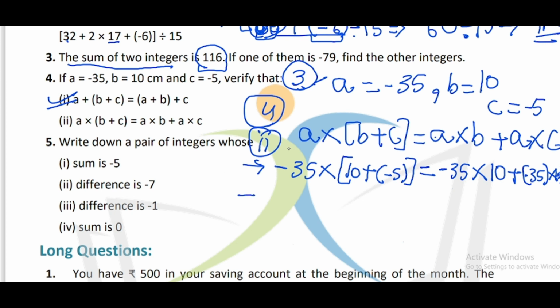Let's see. Minus 35 as it is, we solve the bracket. 10 add with minus 5, both have opposite signs. Then 10 minus 5, that is 5, then equal to minus 35 into 10, that is minus 350, because first we multiply the symbols, minus into plus, that is minus, then we multiply the numerals, 35 into 10, that is 350. Then add with minus 35, multiply with 5.